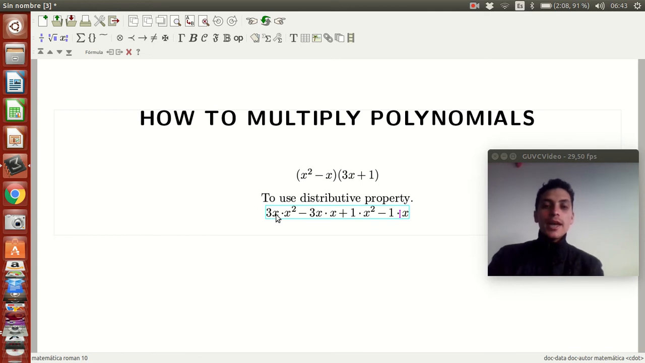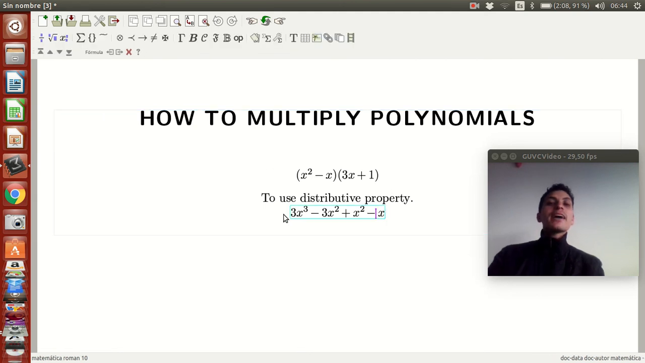So 3x times x to the second power. So we have here same base and different exponents. So we have to add the exponents. We have 3x to the third power, 2 plus 1. Here x times x is just x squared. 1 times x squared is x squared. And 1 times x is x.